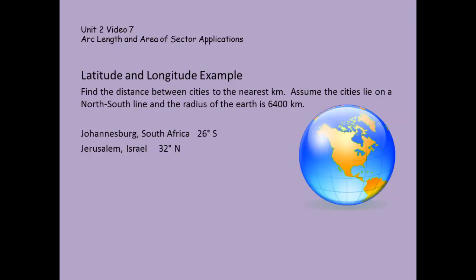This one discusses latitude and longitude. In this case, we're going to be discussing longitude, which goes north-south. Find the distance between the cities to the nearest kilometer. Assume the cities lie on a north-south line and the radius of the Earth is 6,400 kilometers. So I want to go to the nearest kilometer. I'm trying to find the distance.